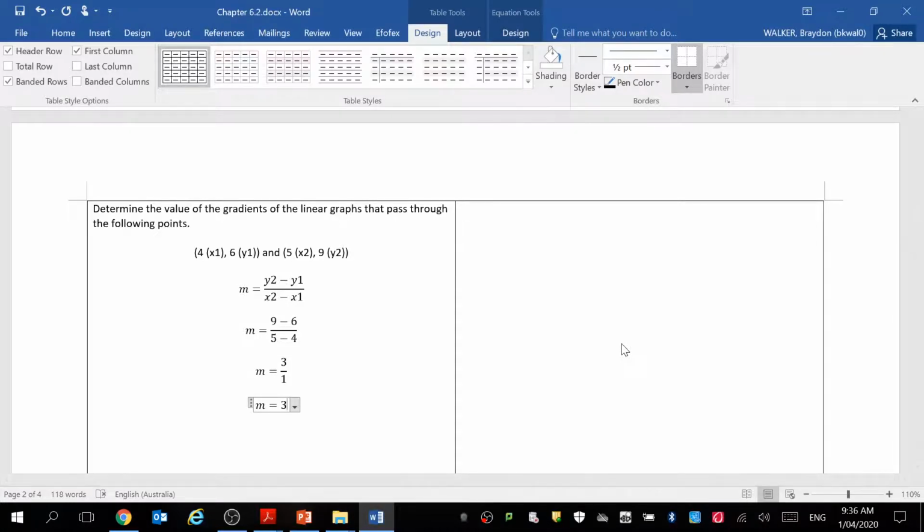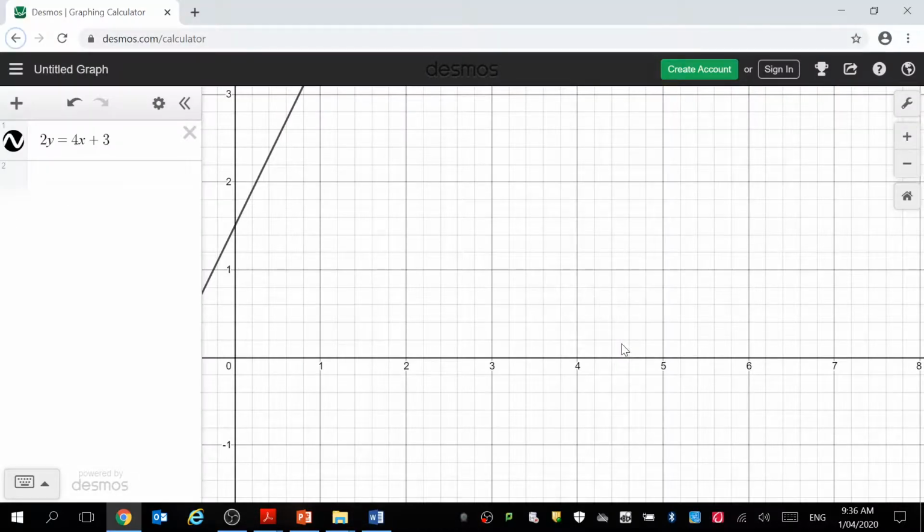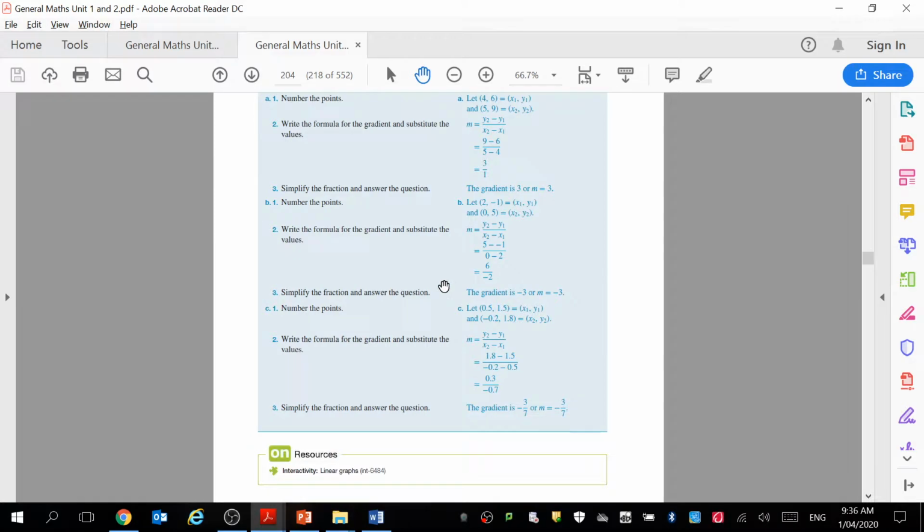Okay, now what you're going to look at next video is how to actually take 2 coordinates and form a linear equation line. But for now, we're just keeping it pretty simple. Next up, let's go back to the worked examples.